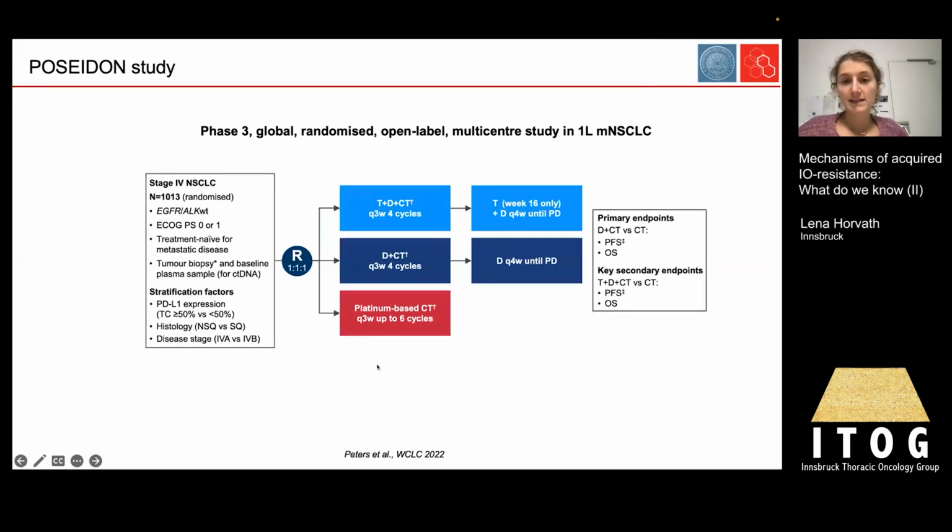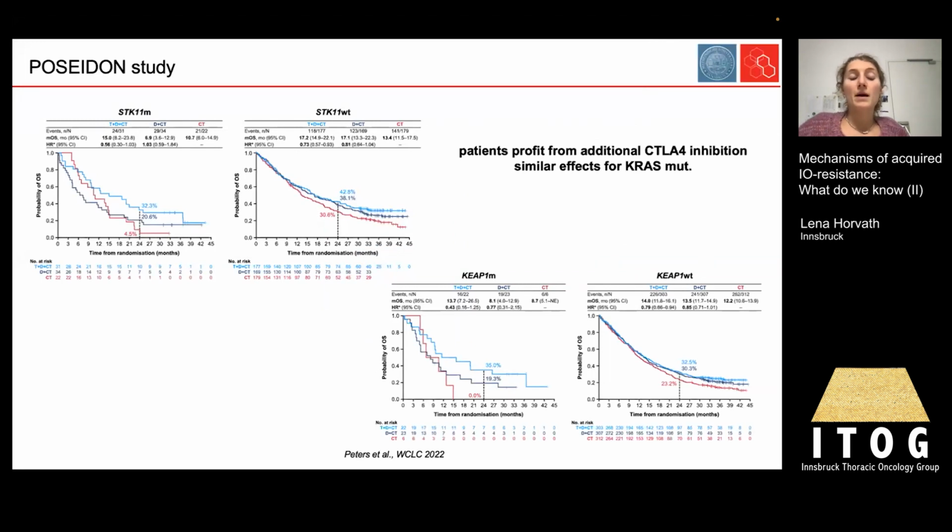And one of the major findings of this study actually was that patients that have an STK11 mutation significantly benefit from the addition of CTLA-4 inhibitors, which you can see here. And those patients that are STK11 wild type, they don't really benefit from the addition of tremelimumab. And similar, you can see in KEAP1 mutated patients. So maybe this subgroup of STK11 and KEAP1 mutated patients is the subgroup that particularly benefits from an additional immunotherapy.